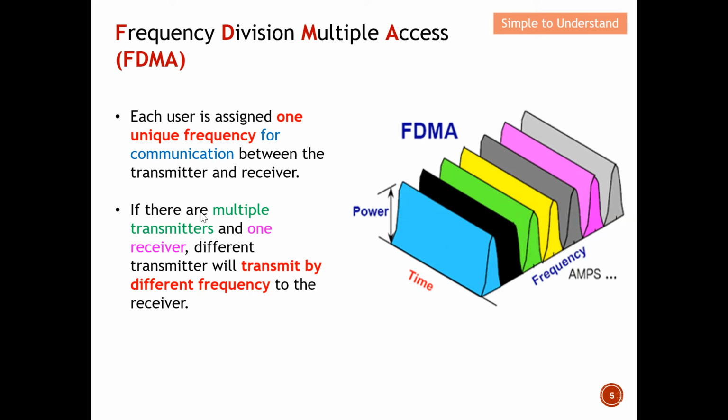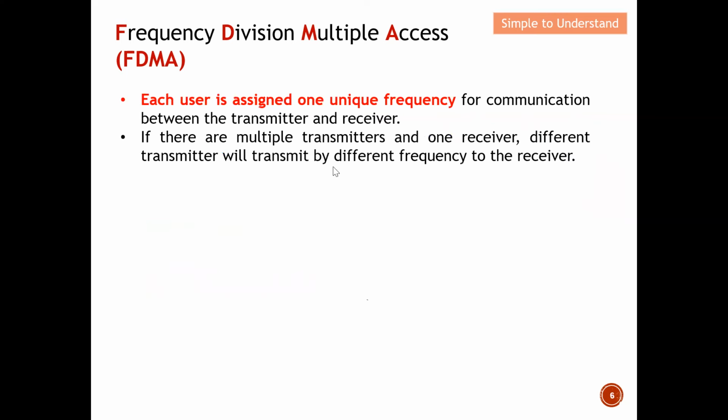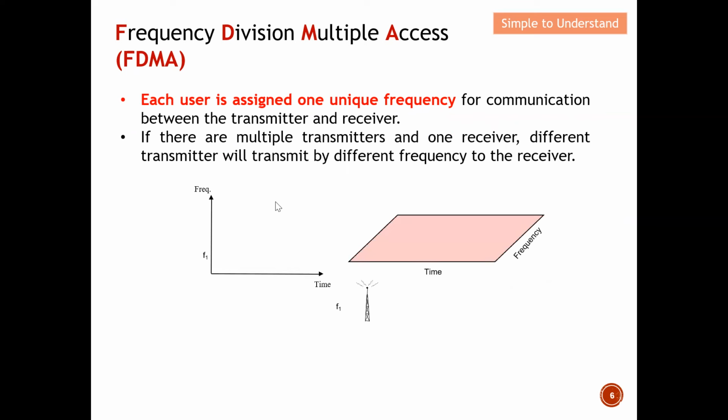If there are multiple transmitters and one receiver, different transmitters will transmit on different frequencies to the receiver. In the next slides, I will give you some animation to understand this FDMA. The wording over here is based on the previous page. The key idea is to do an animation for you to understand FDMA. So basically, this is a base station.